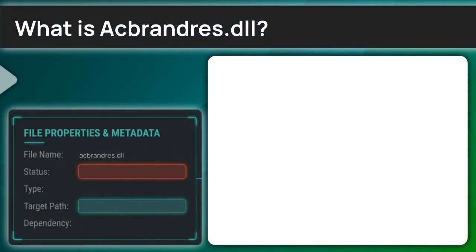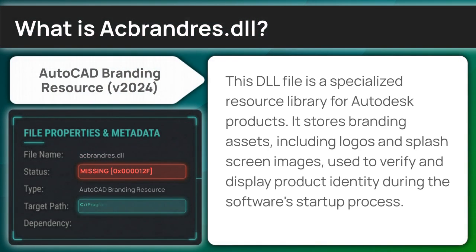This DLL file is a specialized resource library for Autodesk products. It stores branding assets, including logos and splash screen images, used to verify and display product identity during the software's startup process. Now that you're up to speed on the file's role, let's begin the repair process.